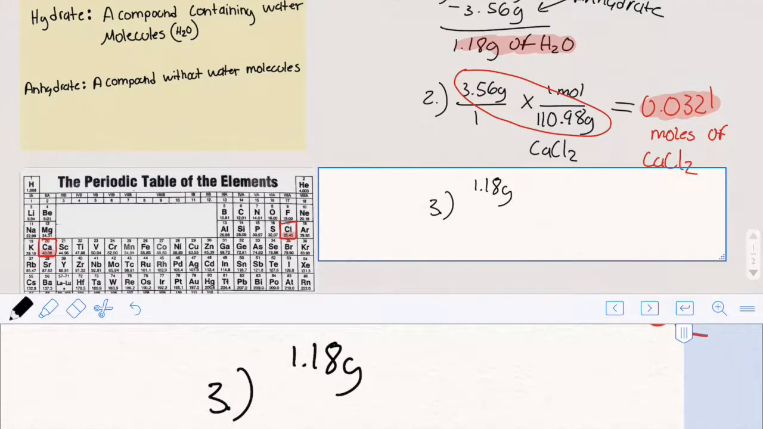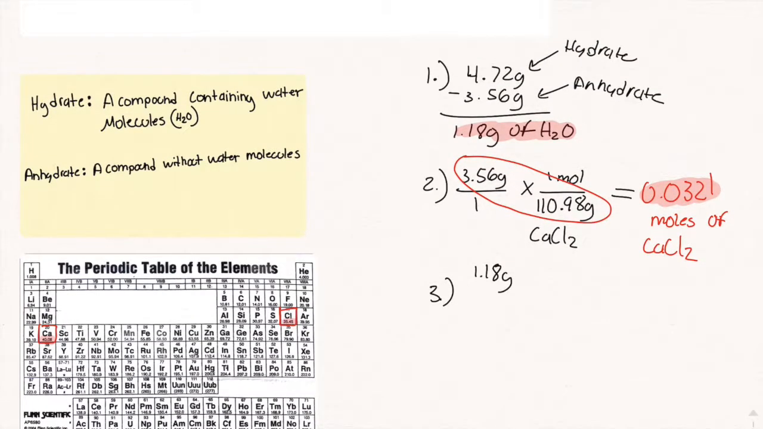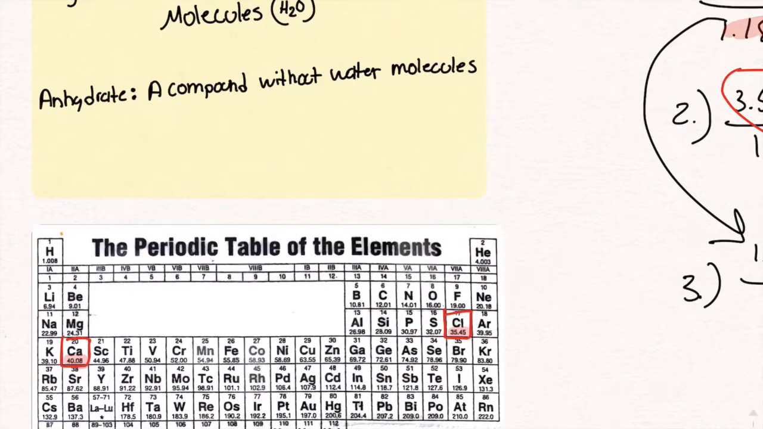1.18 grams. So step 1 was important so we can get the amount of grams that we need for step 3. And again, we set this over 1, like we did up here in stage 2. Multiply by 1 mole, because we're converting the mass of the water to moles. And now we take a look back at the periodic table as we did in stage 2. We take a look at H and O.